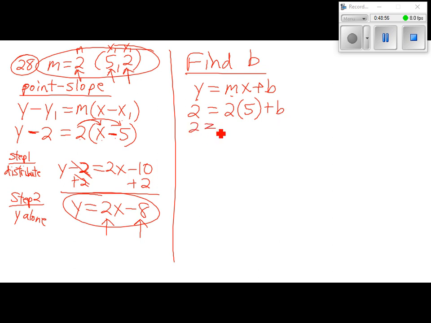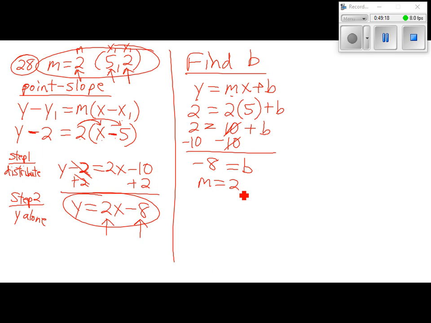And then we do a little math here to find b. 2 times 5 is 10. And we subtract 10 on both sides. These cancel out and you're left with just b. We're just solving for b here. 2 minus 10 is -8. So now we know the y-intercept is -8. And we know the slope, they told us, was 2.